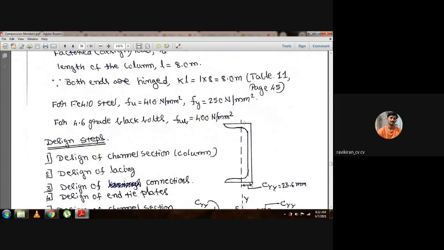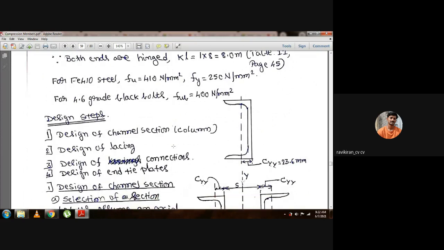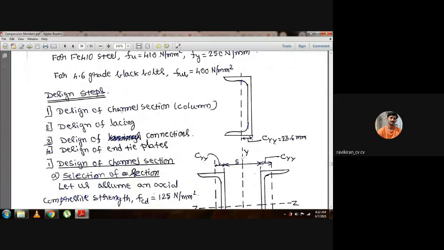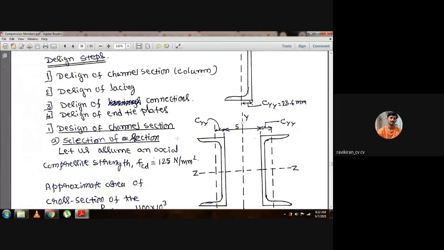See, this is how the channel will be. And what are the design steps? Initially, design of channel section as a column, and for that design of lacing system, and then connection of this, and then design of end tie plates. So I hope you are clear with the design of channel section because you have done in the previous classes. So let's go with the same procedure.